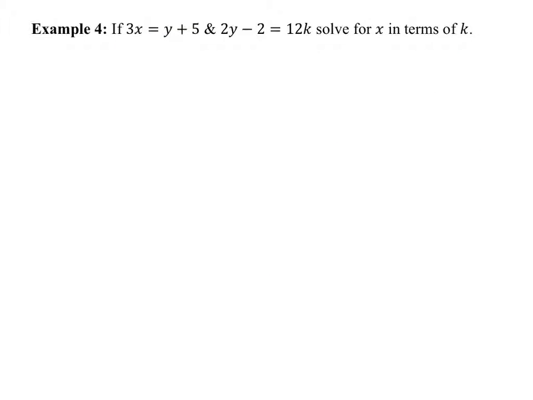So, example 4 here, we've got the statement that if 3x is equal to y plus 5, then 2y minus 2 is equal to 12k. Solve for x in terms of k.